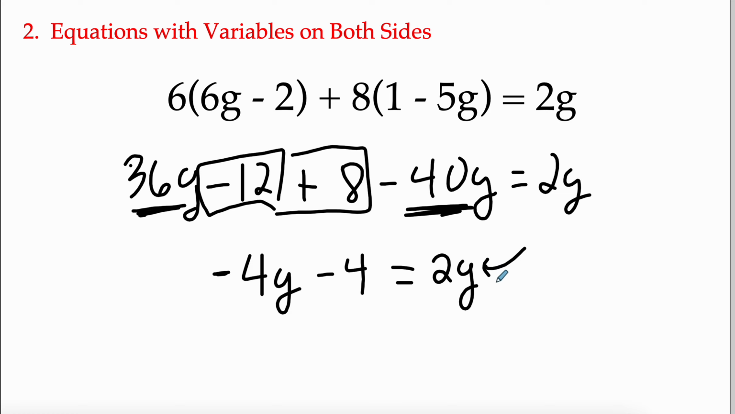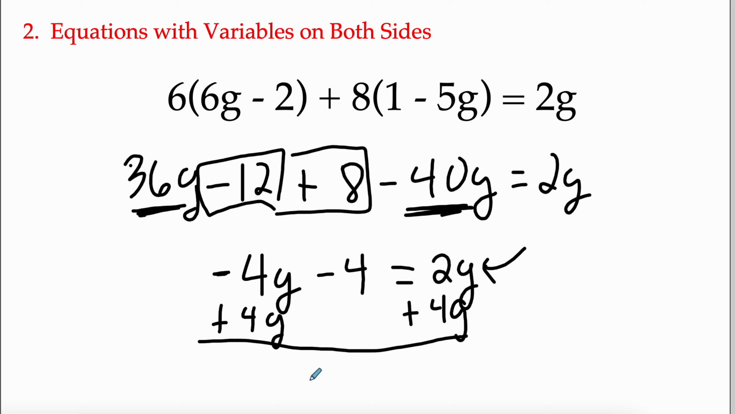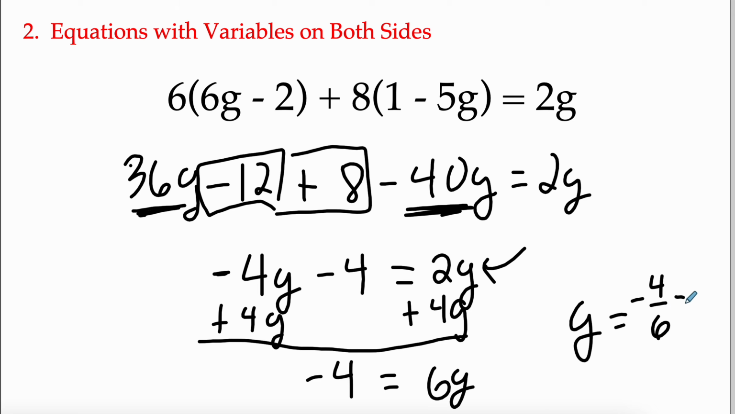Because this g is already on the right-hand side isolated, it makes sense to add this 4g over to combine with that 2g, leaving us with negative 4 is equal to 6g. We finish by dividing both sides by 6, and we get that g is equal to negative 4 over 6, or in its simplified form, negative 2/3.